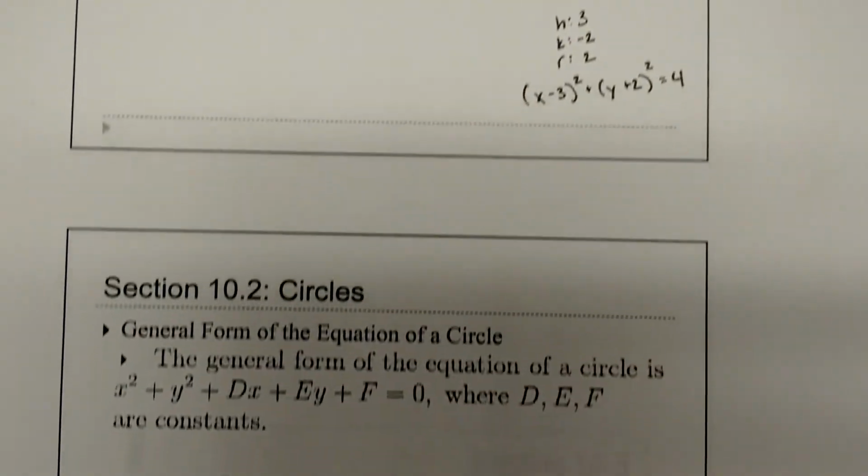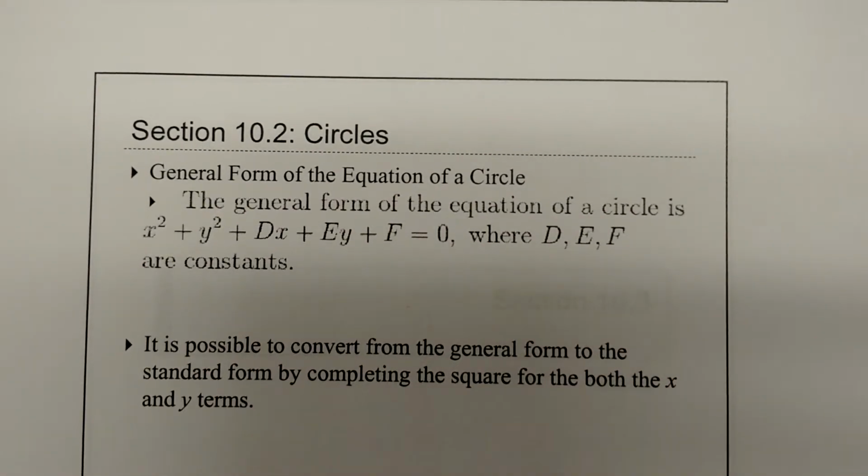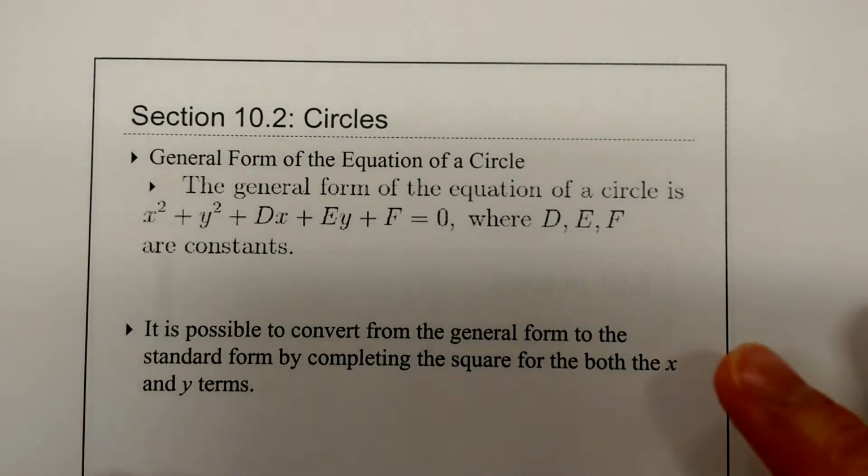The general form of a circle looks like this. It's not nicely factored, and d, e, and f are constants, some number. You can convert from the general form to the standard form by completing the square for both the x and y values. When we do this next example, we'll talk about what completing the square means.